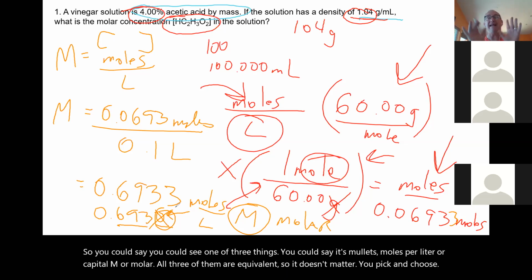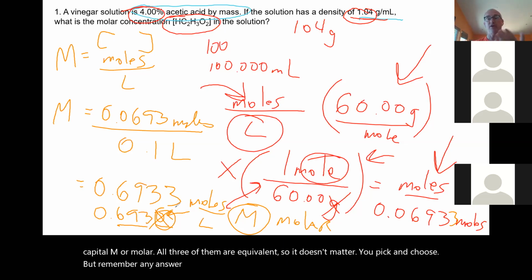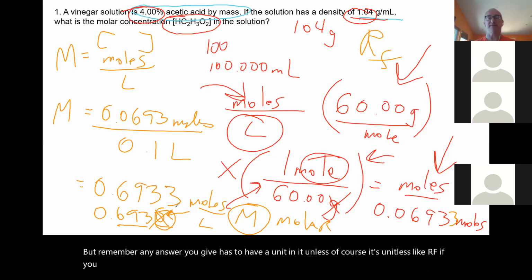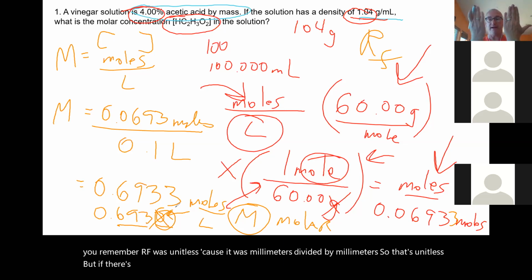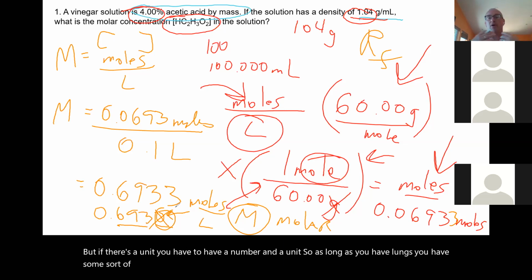But remember, any answer you give has to have a unit in it, unless, of course, it's unitless. Like Rf, if you remember, Rf was unitless because it was millimeters divided by millimeters. But if there's a unit, you have to have a number and a unit. As long as you have some sort of unit, moles per liter, or capital M, or molar, any one of those is correct.